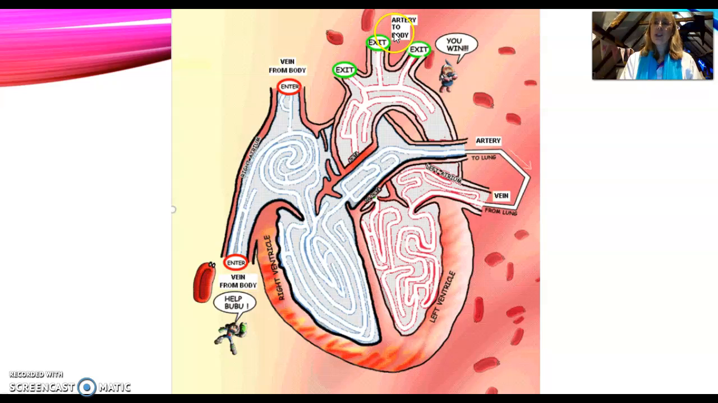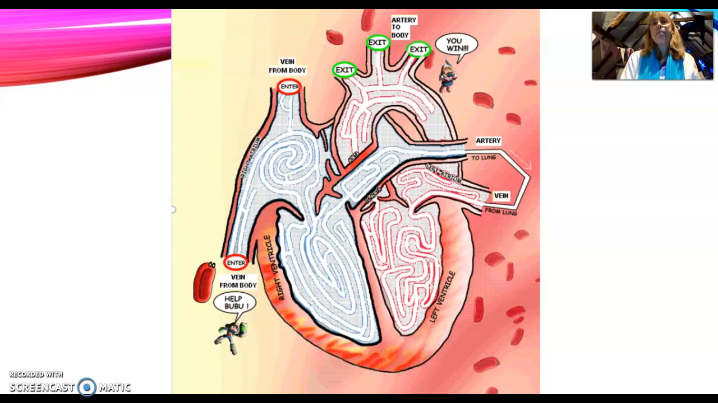Now, one thing you need to be aware of, at the moment, my thumb is on my right side. But if I put this down on paper, like when I'm drawing the heart, the right is on the left and the left is on the right. So in fact, the right-hand side of this picture is in fact the left-hand side of the heart. So you can see the labels here, right ventricle, right atrium.